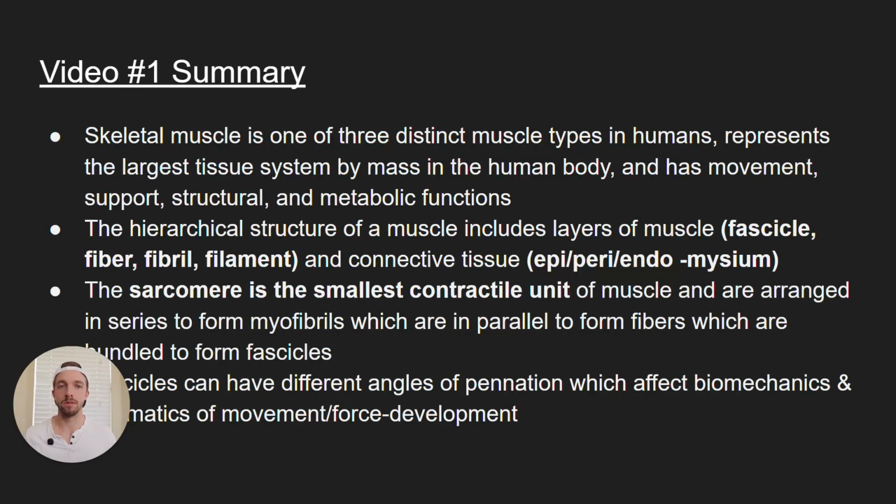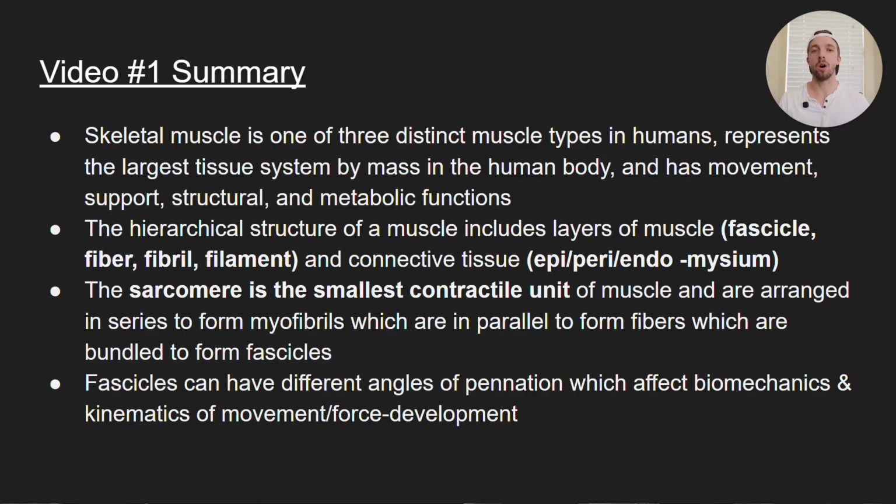So video 1, we're done. Hopefully that was a good foundation builder for some of you. Maybe it was just pure review for some of you, but just remember, skeletal muscle, one of 3 types, the only type that we're going to talk about in this video series. It's got a hierarchical structure of fascicles, fibers, fibrils, filaments, right? And we have those epi-, peri-, endomysium connective tissue layers that converge to form the tendon that attaches to bone. The sarcomere is the smallest contractile unit.